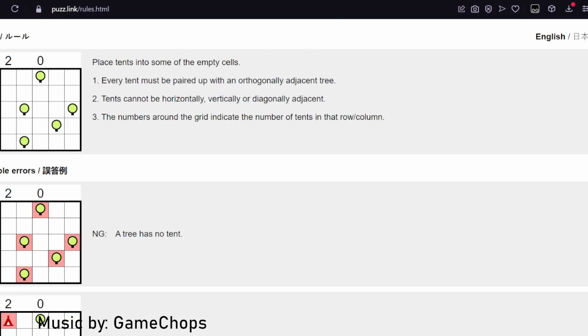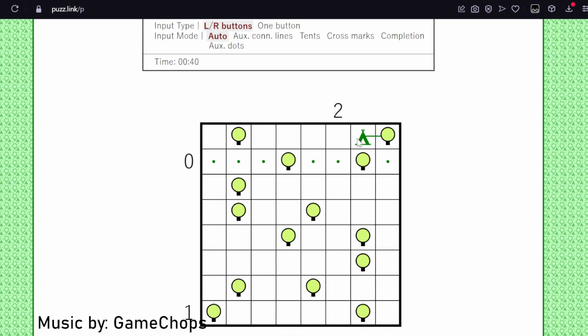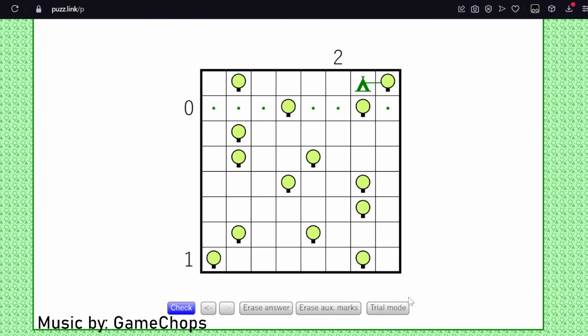So you have to pair them up exactly, meaning that this one still doesn't have a tent, and it can't take the tent on top because it cannot share tents. So the tent for this tree must be down here. And we can actually place empty cells around the tents because there can't be tents touching each other. Okay, what else do we have?